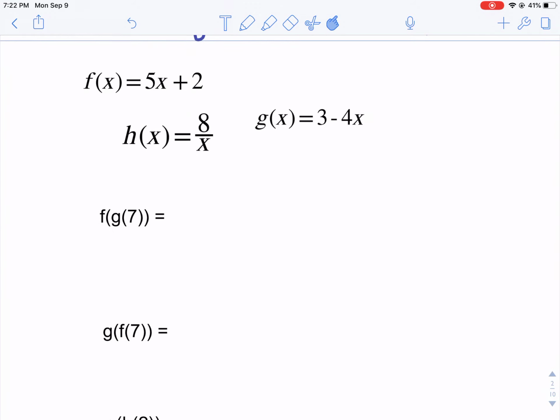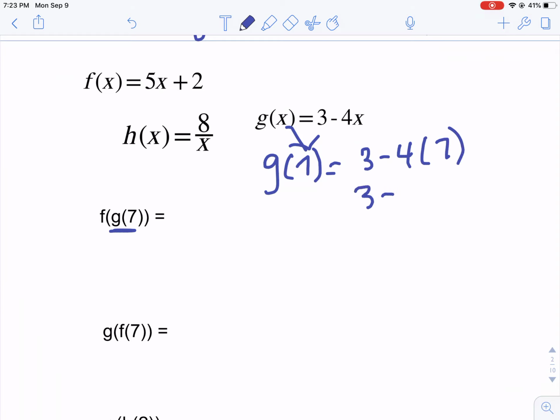So let's start with a couple of examples. The first one is f of g of 7. First I'm just going to find g of 7. If I want to find g of 7, you're taking x and making it 7, so you plug in 7 wherever there's an x. This gives me 3 minus 28, which is negative 25. So g of 7 is negative 25.